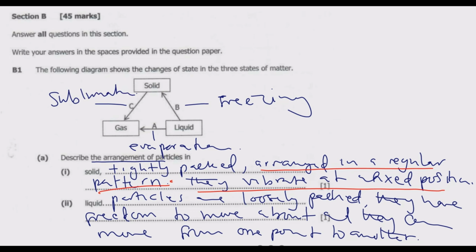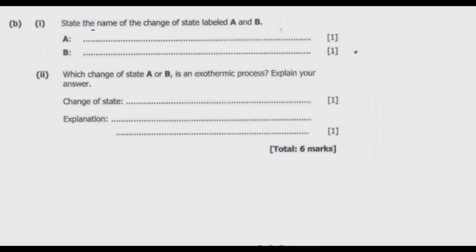So now what is A? Evaporation. What is B? Freezing. So if you go here, we know that A is evaporation, B is freezing. Roman numeral 2 of B reads, which change of state, A or B, is an exothermic process? Explain your answer. So we have evaporation and the freezing.